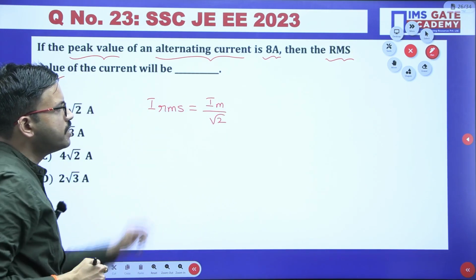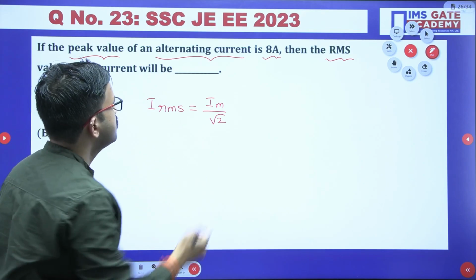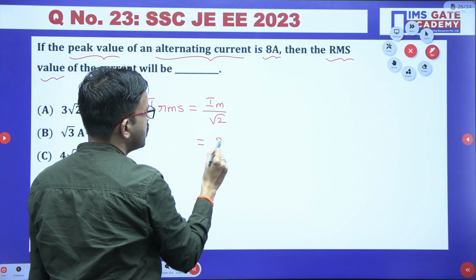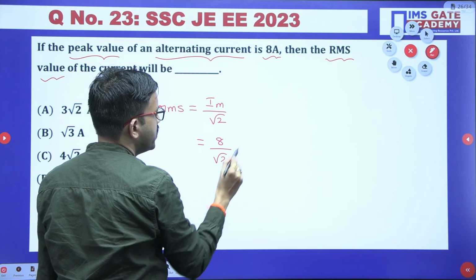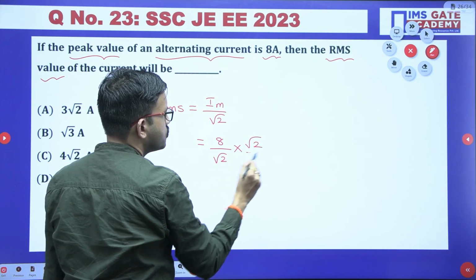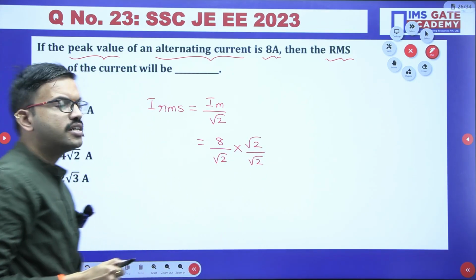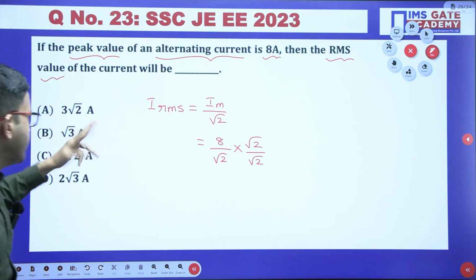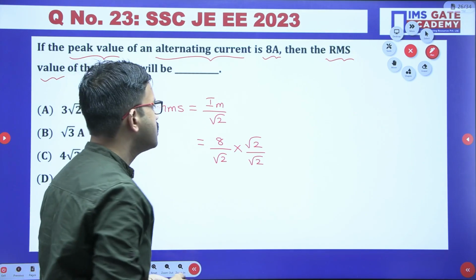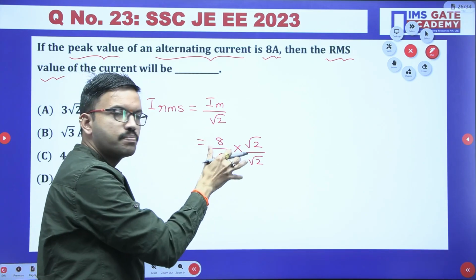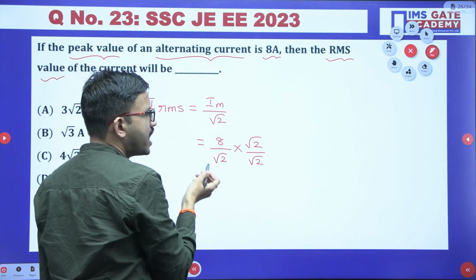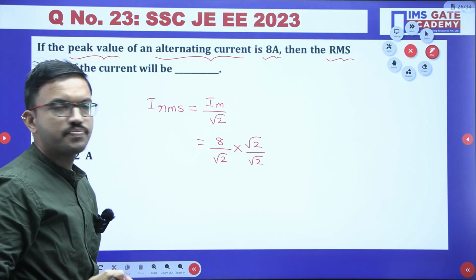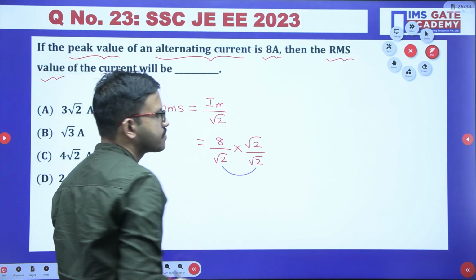RMS value is nothing but peak value divided by root 2. Here in this question, peak value is 8 divided by root 2. So here multiply and divide with 2 root 2. Why am I multiplying? Because you can observe the choices. You don't have a ratio of two numbers, right? That is the reason, in order to get the simplified answer. Since you are having root 2, multiply and divide with root 2, so that in the denominator you are getting 2.